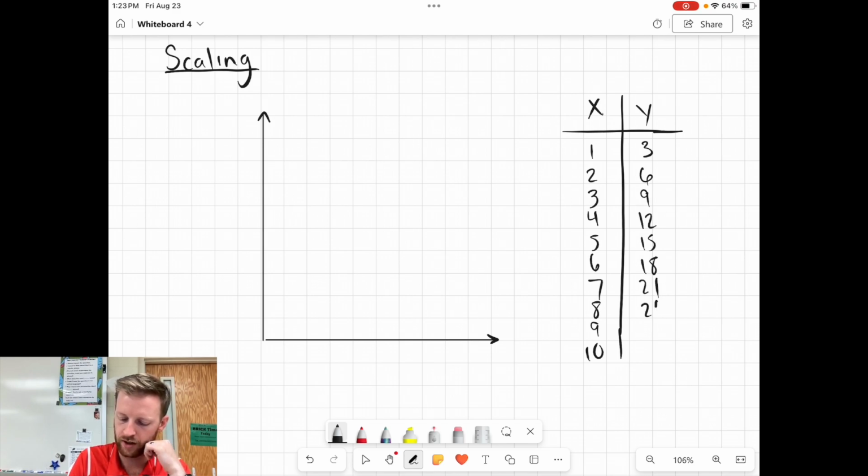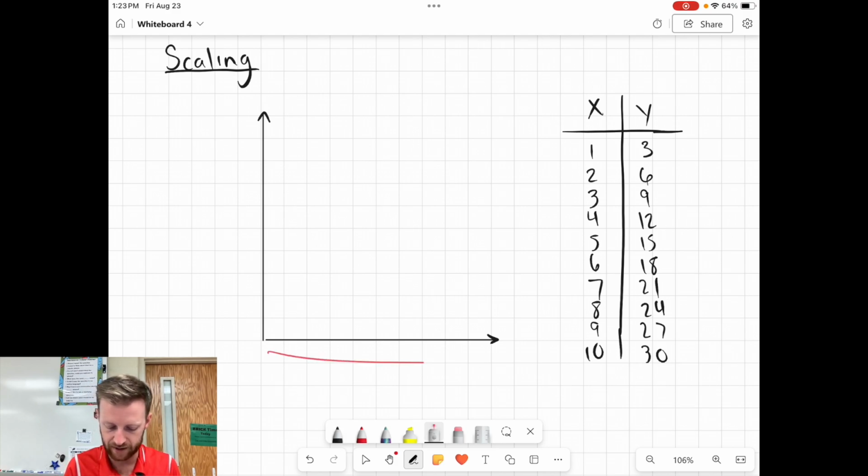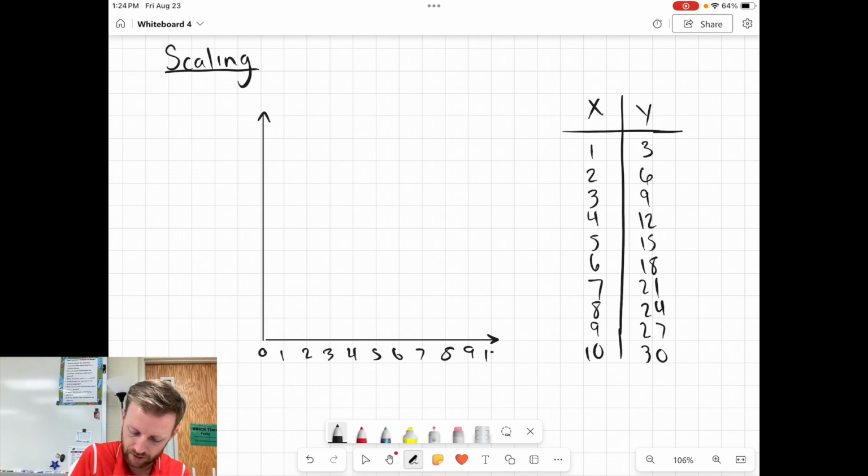And if you're like, oh, Mr. Clare, I see what you're doing. You're making a pattern of 1 and 3. Yes, but we got to talk about how we scale this graph. So I've got 10 lines along my x-axis, and that one's easy, right? I might just label them 1, 2, 3, 4, 5, 6, 7, 8, 9, 10.